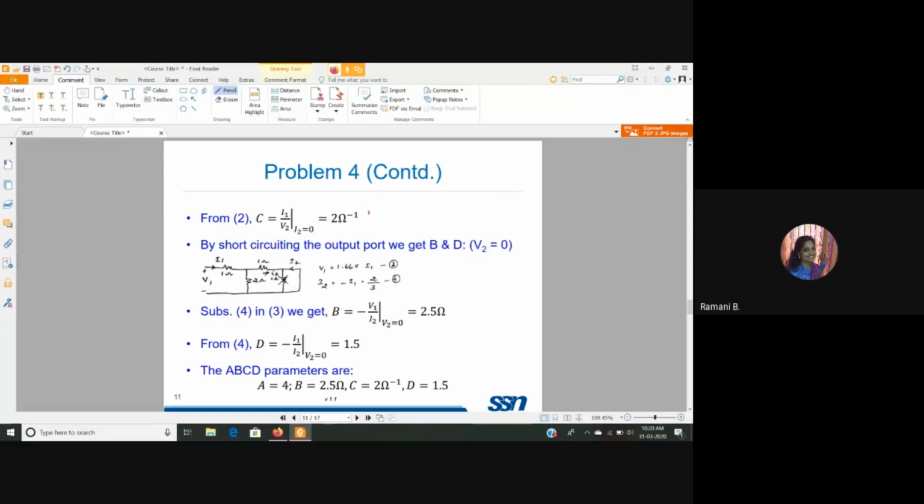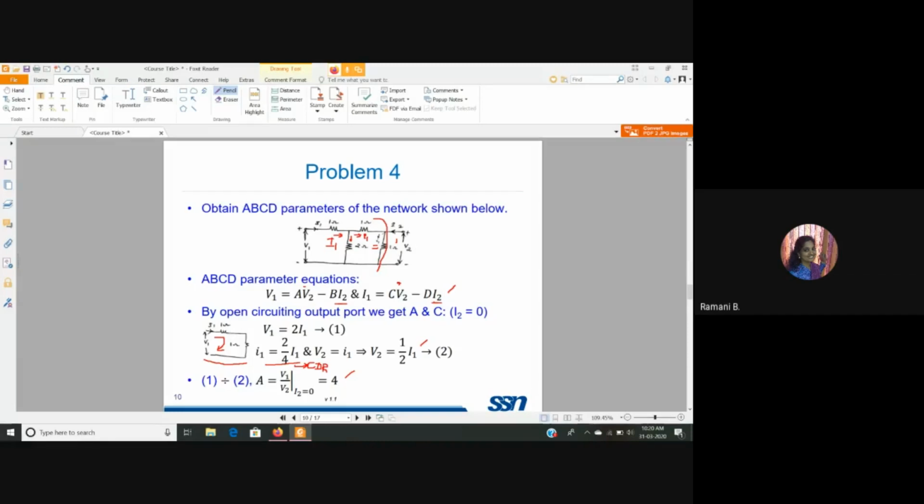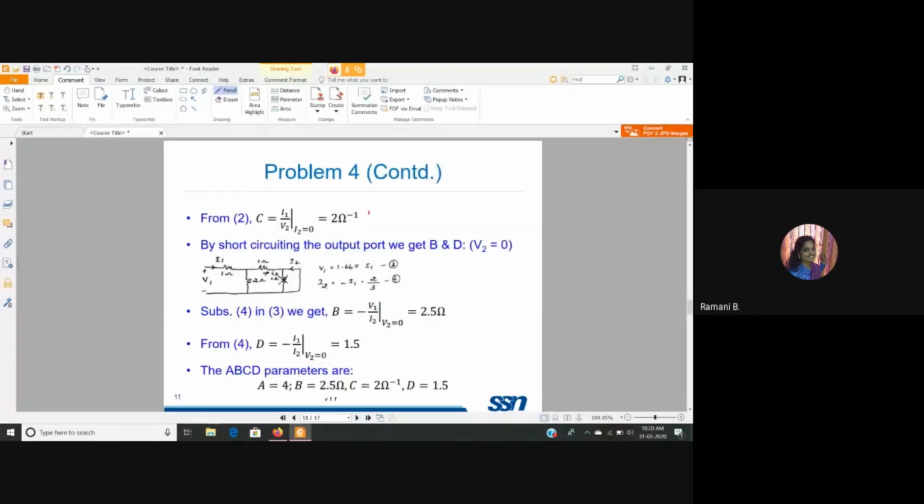Okay. Then to find B and D, I said we have to make this V2 0. So we have to short circuit the output port. Short circuiting the output port, we have the circuit like this. Here we have the 1 ohm in parallel to the short circuit, so this will not have any effect. And let us consider the current through this branch to be small I2 in this direction.